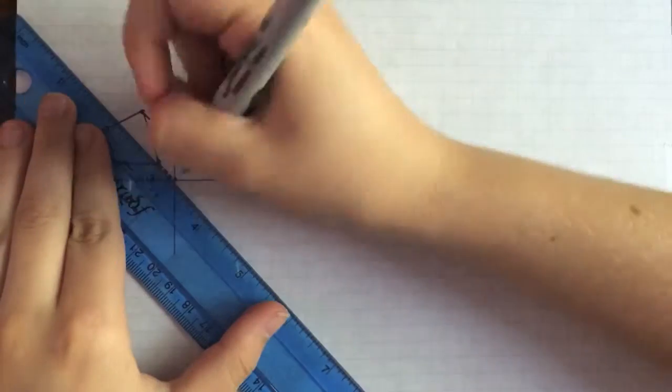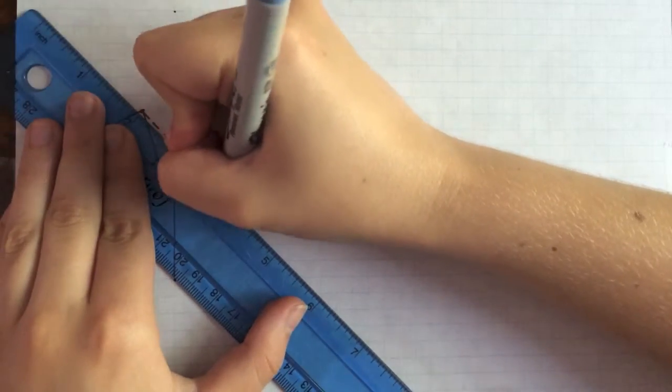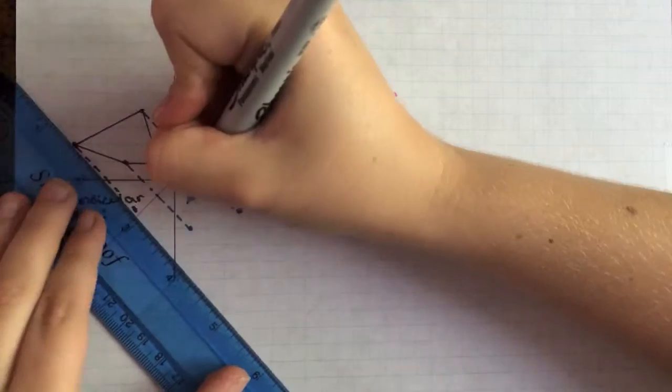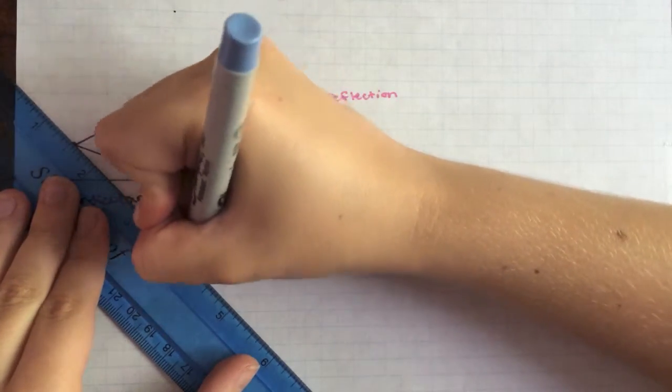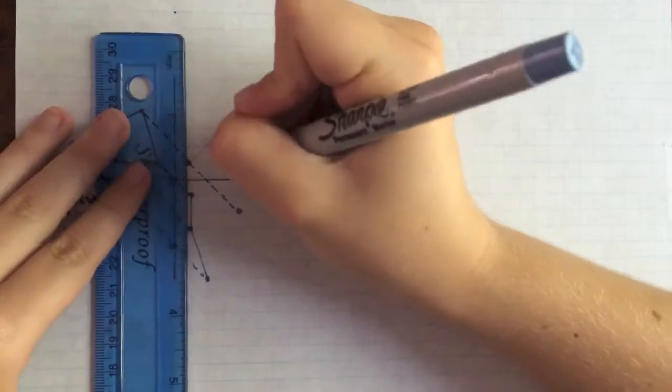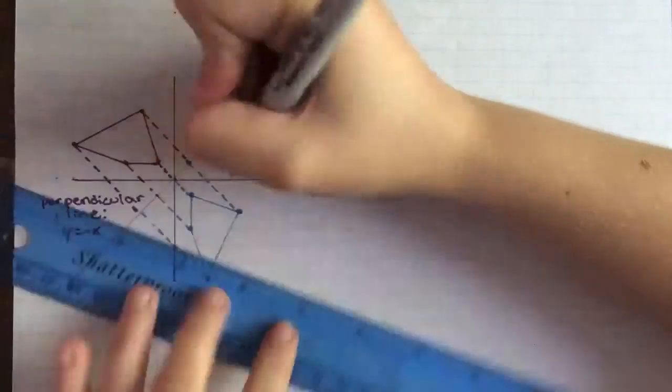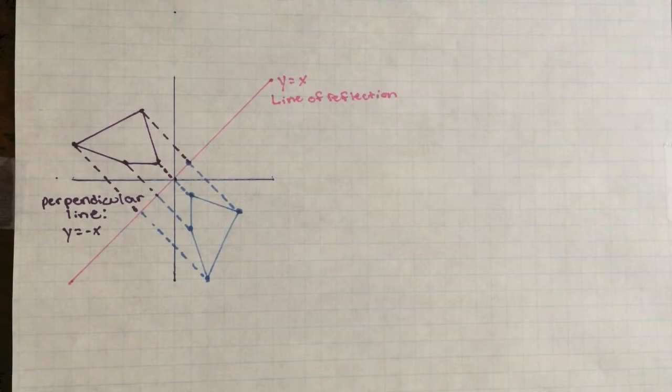Next, you will double the length of that line using the same slope and extend it on the other side of the line of reflection, and make a point where that extension ends. Once you've connected the dots, you have your reflected figure.